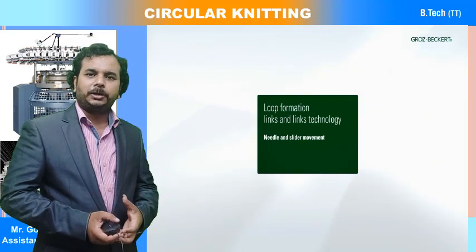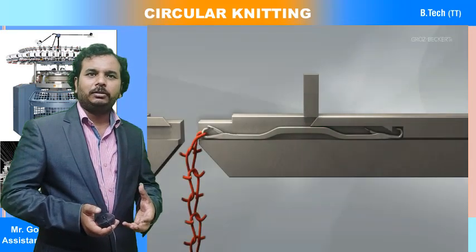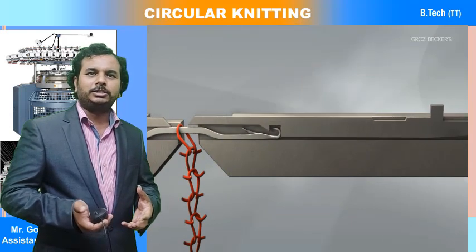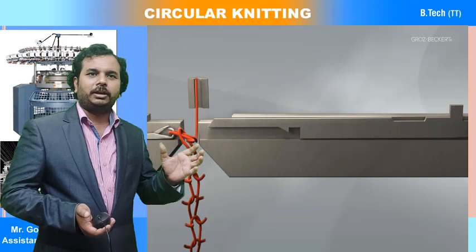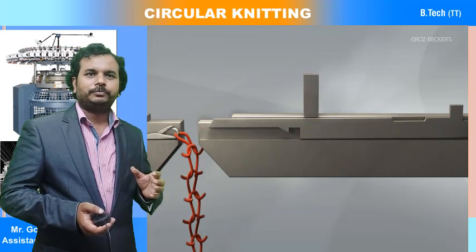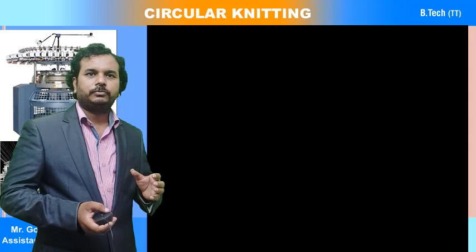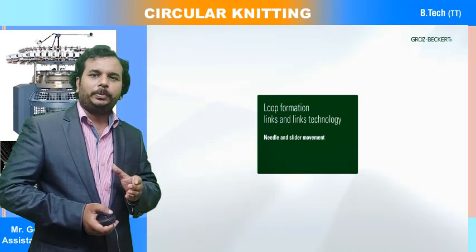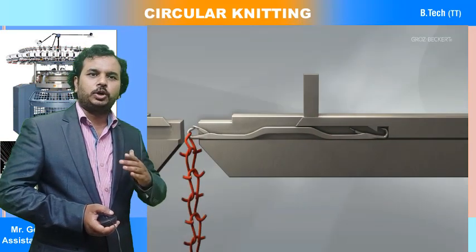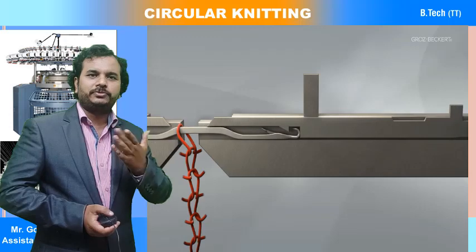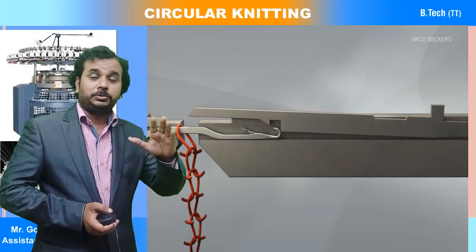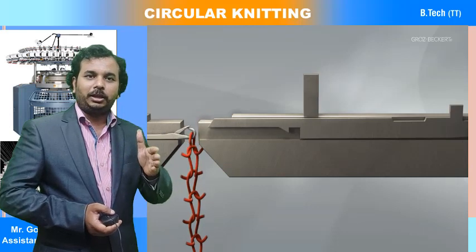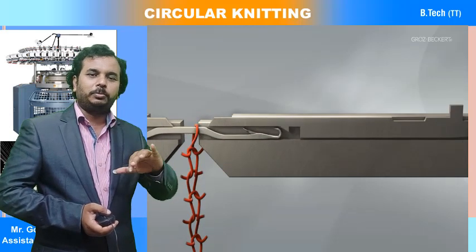So you can observe that there is a needle, there is no butt in the needle, there are sliders on one side, and it is released and transferred. Then you can observe the loop transfer for particular courses: course 1 is facing one side, course 2 is facing the other side, face loops, back loops, course 1 face loop, course 2 back loop, course 3 face loop, course 4 back loop, like that.